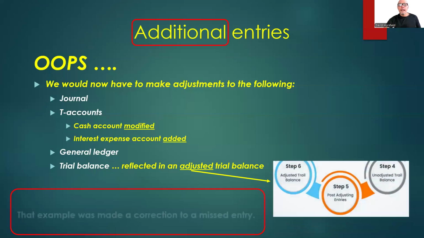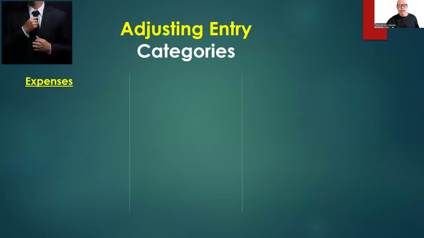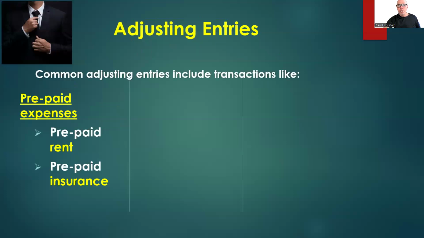So we get here, this example just showed when we had caught a mistake and needed to make an adjustment. There's other reasons why we need to make adjusting entries. So a quick recap. Adjusting entry categories were expenses, things like prepaid expenses or accrued expenses. And common adjusting entries were under the prepaid expenses. We've done examples and there's video supporting examples related to prepaid rent. And there's a video that shows us the example of prepaid insurance. So it's a reflection of prepaid expenses as an adjusting entry category.